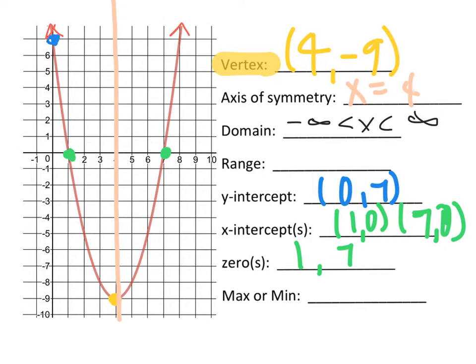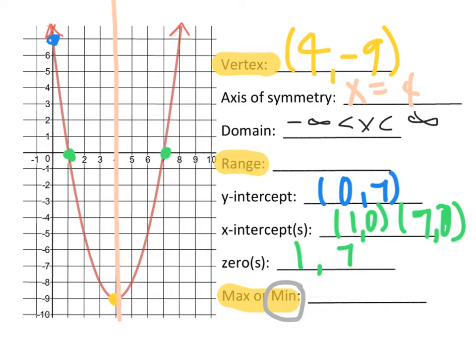And now we have two things left, our range and our maximum or minimum. Well, these two kind of have to do with each other, so let's answer the maximum or minimum first. The maximum, minimum, and the range both have something to do with the vertex. Well, the maximum or minimum is if the graph is asking, is this point, our vertex, at the top of the graph or the bottom of the graph? Well, it's at the bottom of our graph, so it's a minimum.